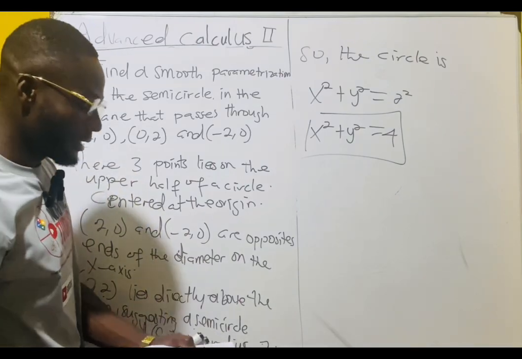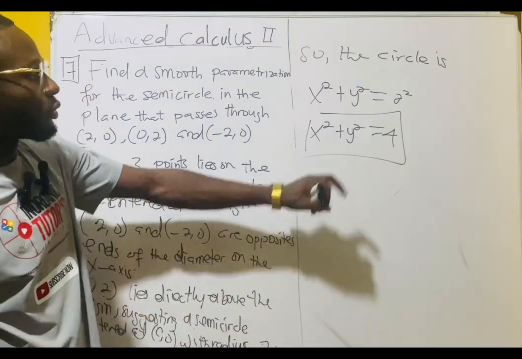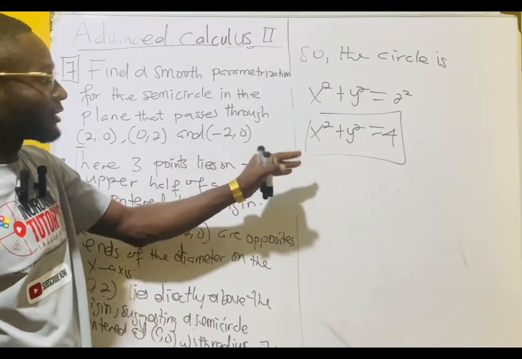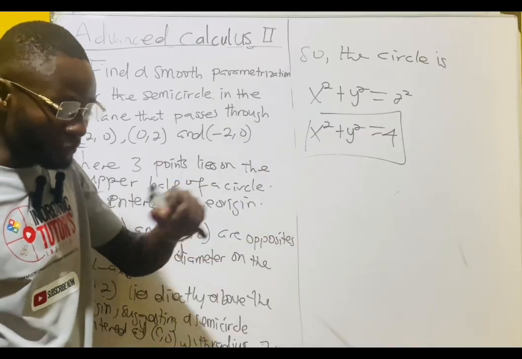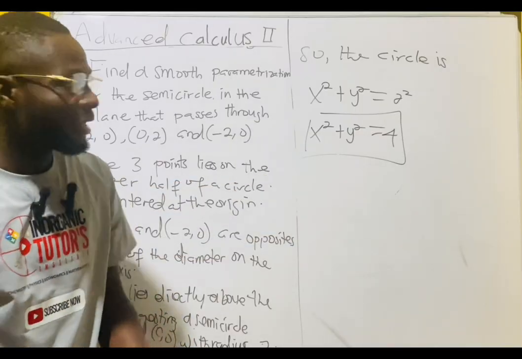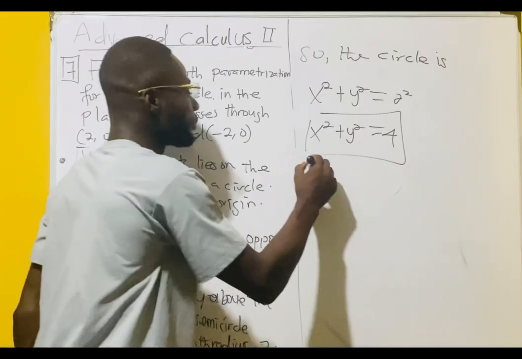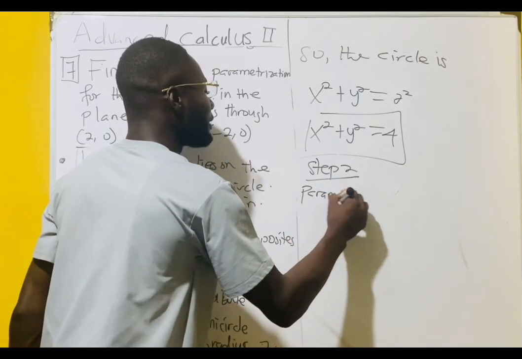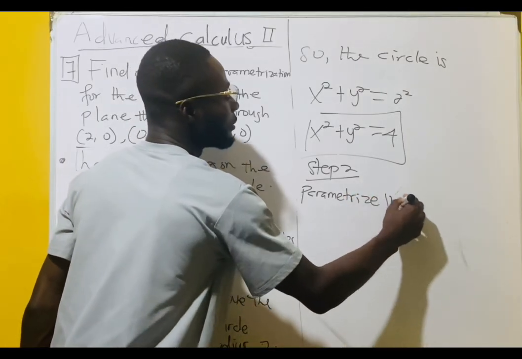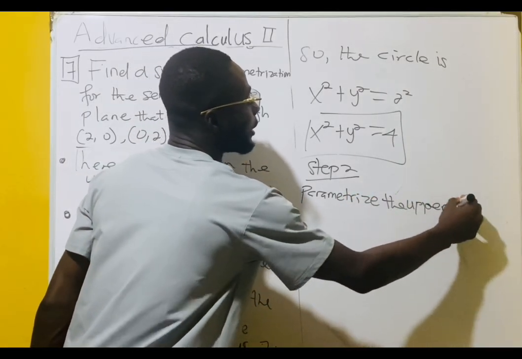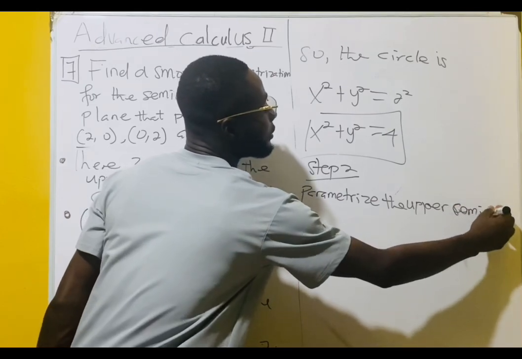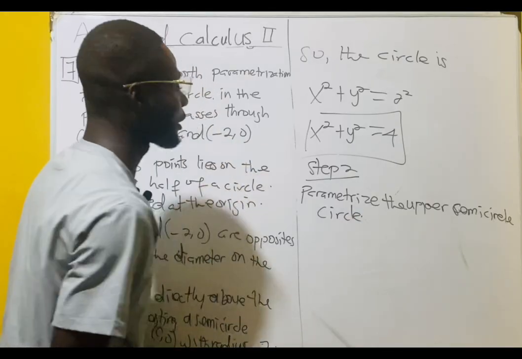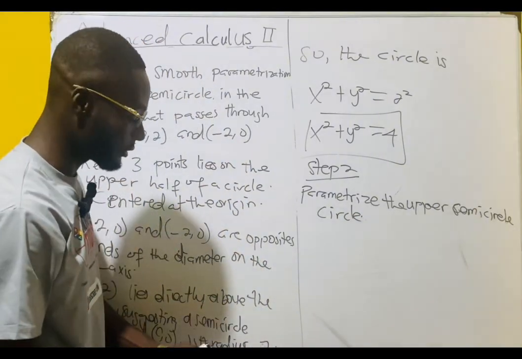Okay, so this is the circle. So step 2. Now that we know the circle, we have to parameterize it, right? So step 2, we have to parameterize the upper semicircle.